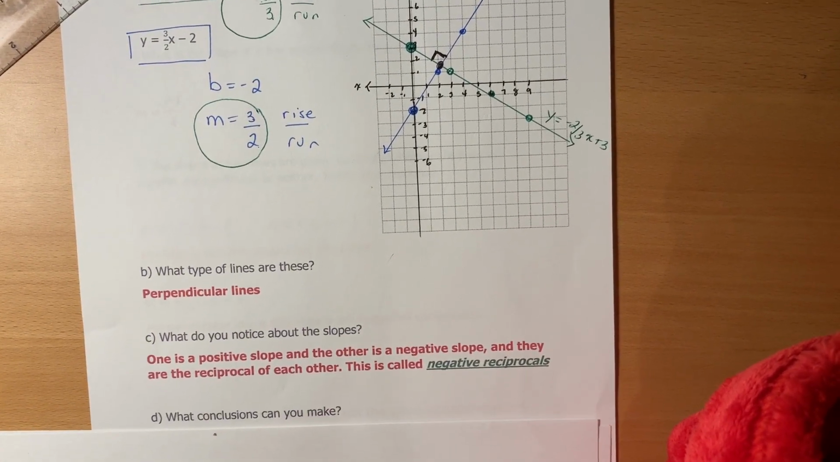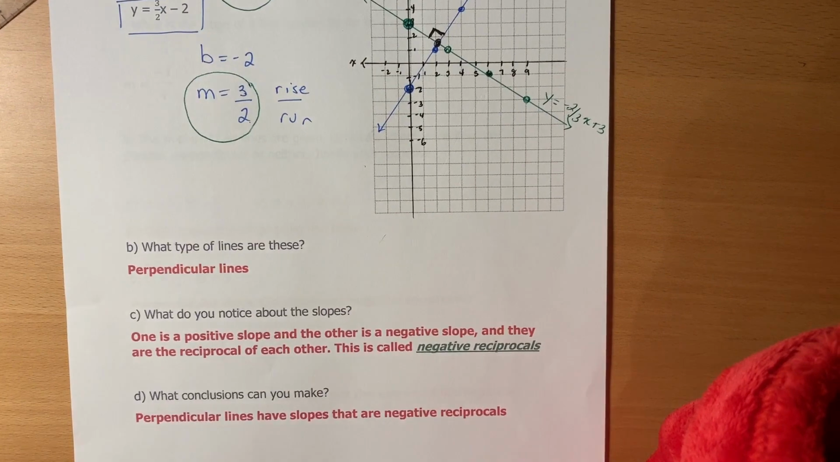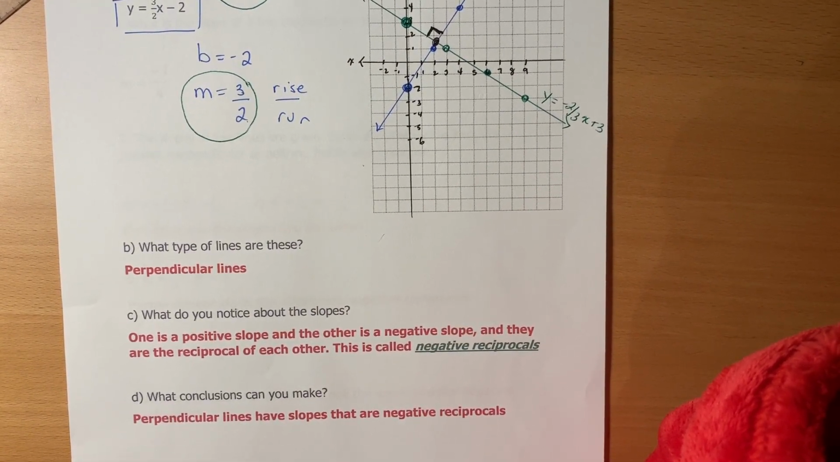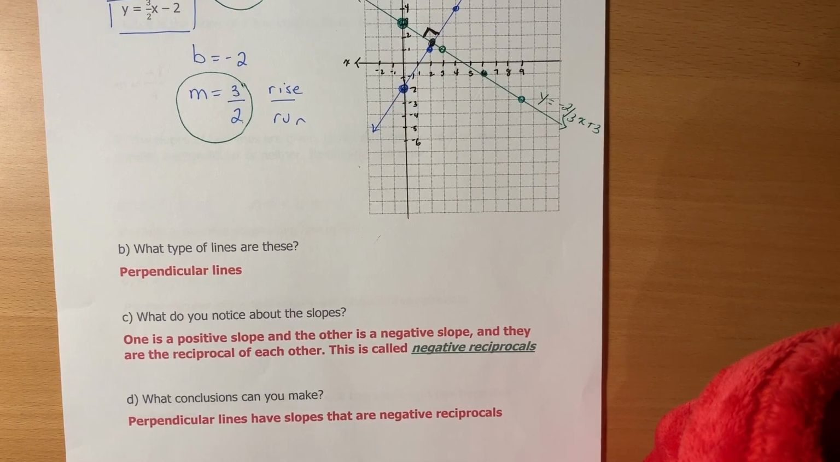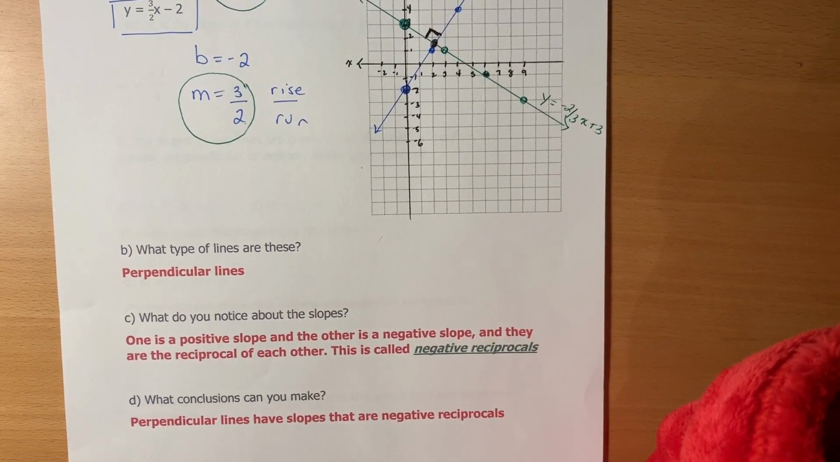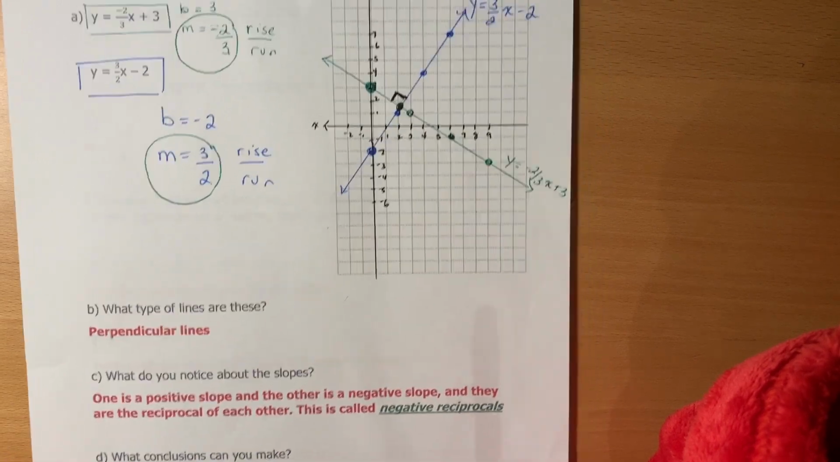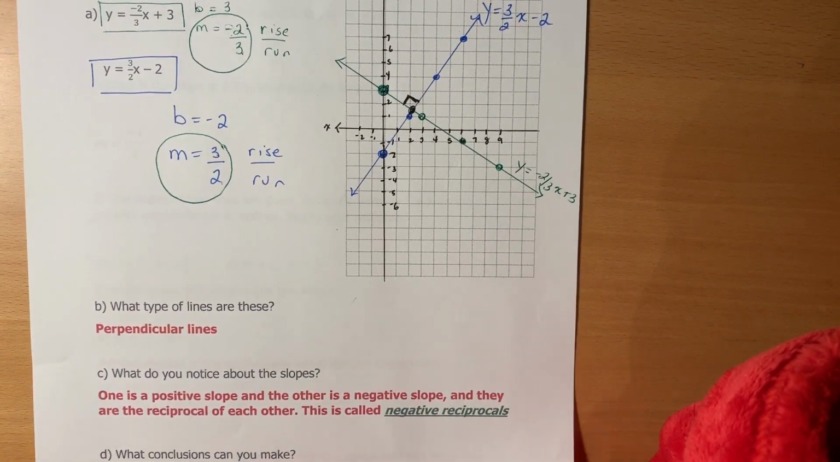So what conclusions can we make? The conclusion we can make is that perpendicular lines have slopes that are negative reciprocals. So you flip them and you change the sign. Now let's look at a few examples, just talking about parallel and perpendicular lines.